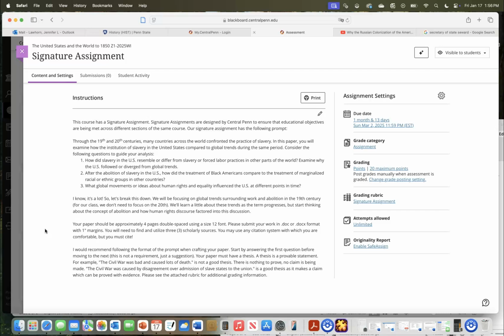You will need to find and utilize 3, count them, 3 scholarly sources. What counts as a scholarly source? Not Wikipedia, not social media. Scholarly sources are fact-checked, right? So these are articles, these are newspapers, these are books, these are things which other people have checked to make sure they are true before we are using them. The library is a great place to start. You may use any citation system with which you are comfortable, but you must cite. If you do not cite, that is plagiarism, and I have to fail you, and that is not good. You don't want to do that, okay?